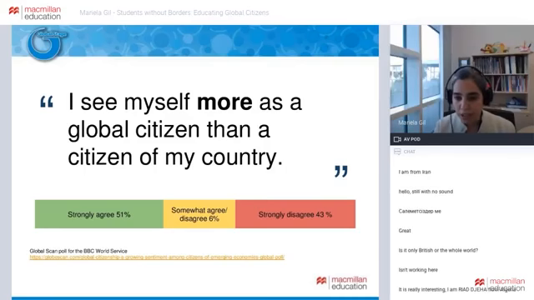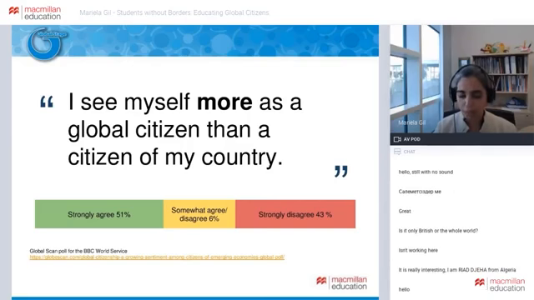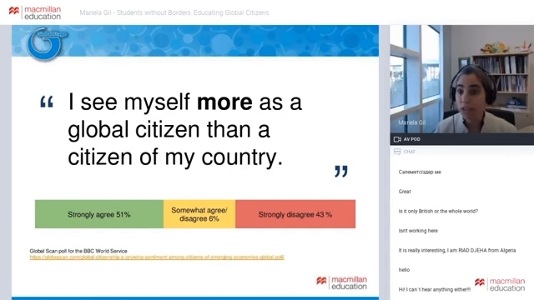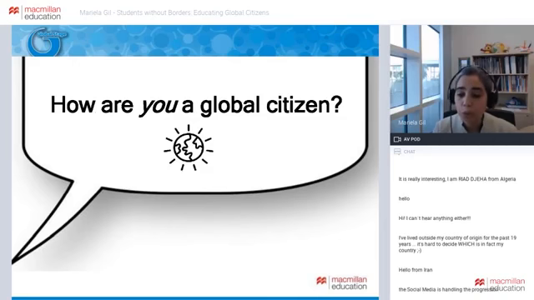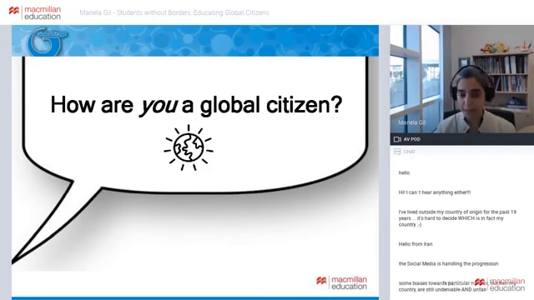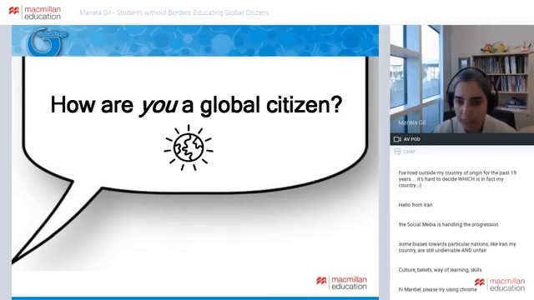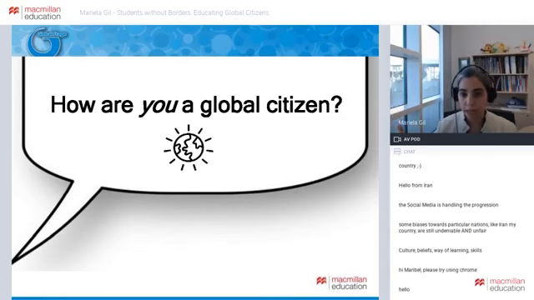So global citizenship is something that we're all connected to in some way nowadays, through social media, through regular media, and through the ability to travel and to read about different parts of the world. So how are you a global citizen? In what ways are you connected to the world outside of your immediate day-to-day community?